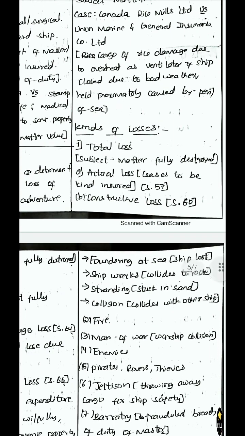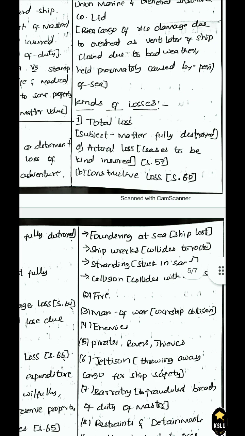Kinds of losses. So what are the kinds of losses? First, we have total loss. Total loss means the subject matter is fully destroyed. When the subject matter against which the insurance is taken gets fully destroyed, then it is a total loss. There are again two types of total loss. One is the actual loss. In actual loss, the subject matter ceases to exist in the kind insured. So in the shape in which the insurance was taken, it ceases to exist in that shape. It is deformed, then it is actual loss.